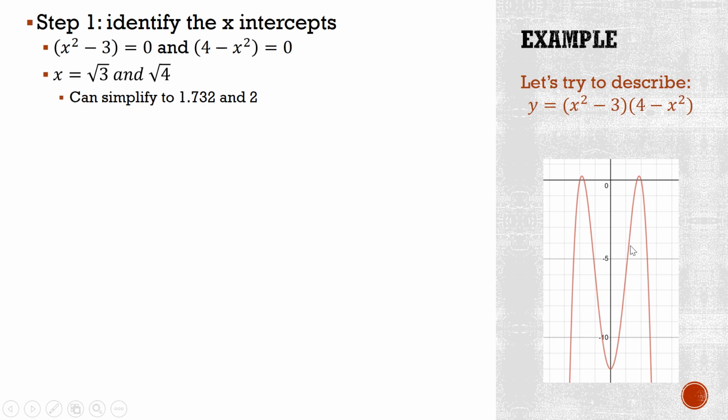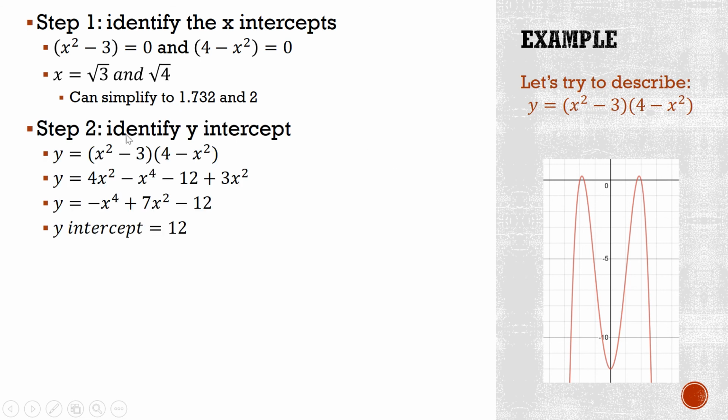So the first thing we want to do is find the x-intercepts. To find the x-intercepts, we need x squared minus 3 to be 0, and 4 minus x squared to be 0. So x has to equal the square root of 3 and the square root of 4, which is 1.732 and 2, and it can also be negative 1.732 and negative 2, which is what we see here. Negative 2, negative 1.732, 1.732, positive 2. So we have 4.